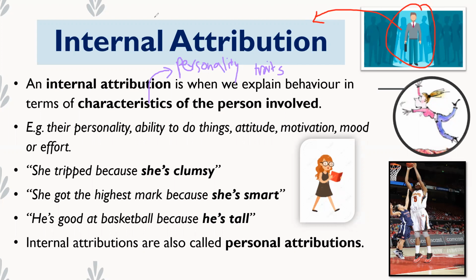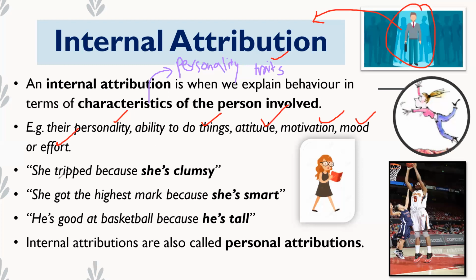So for example, there are so many things that make each of us different from one another. Our personality is one of them, our traits is another, our ability or capacity to do things is another, our attitude, our motivation, our mood, even our individual personal effort. All of those things are related to internal attributions, or who we are.